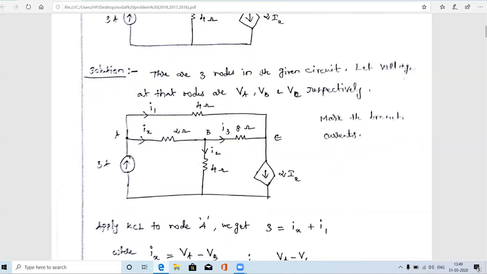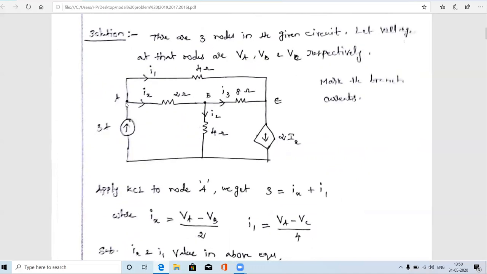Let the nodes be A, B, C, and the voltages at those nodes be VA, VB, VC respectively. The voltage at node A is VA, the voltage at node B is VB, and the voltage at this node is VC. Then in nodal analysis, we are going to write the KCL equation.